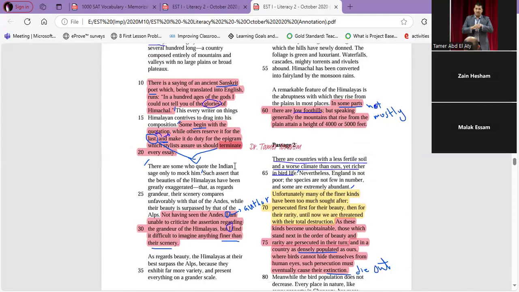This every writer on things... wait. This here is a demonstrative pronoun. Refer to what? So we have to take a sentence before. Okay, take a sentence before from here. There is a saying of an ancient Sanskrit poet, which being translated into English runs, in 100 ages of the gods, I could not tell you of the glories of Himachal. And Himachal here means Himalaya. This every writer on things Himalayan contrives to drag into his composition.